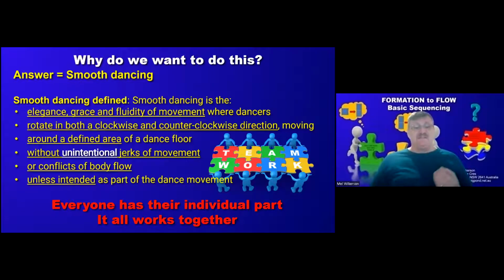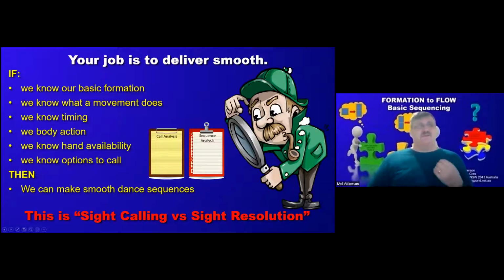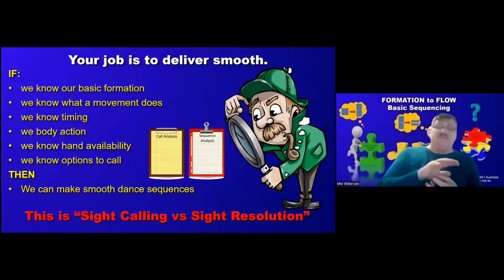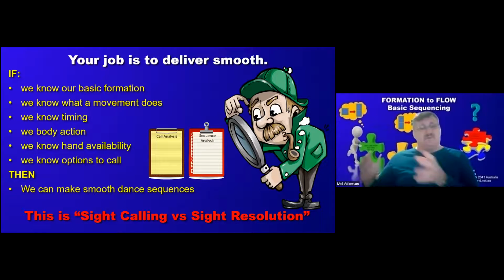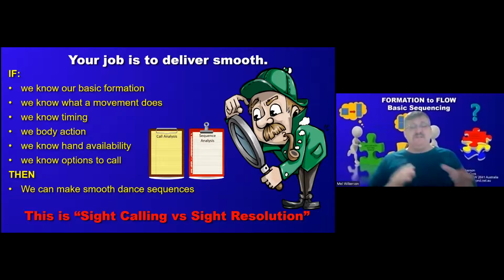And what it means is that if everybody does their individual part and they work together they will achieve smooth, comfortable, well-timed, and flowing dance. And that's what our job as a caller is to provide, is the material for them to be able to do that. Your job is to deliver smooth. Okay. And if we understand the essence of smooth dancing, and that's moving around the floor with nice transition that's comfortable and moving to the music in multiple directions that's well timed.